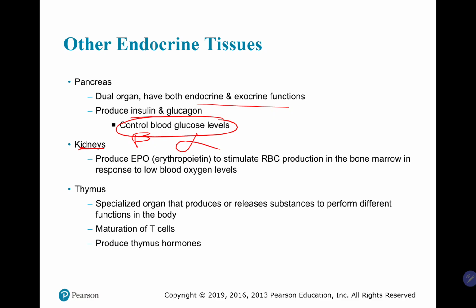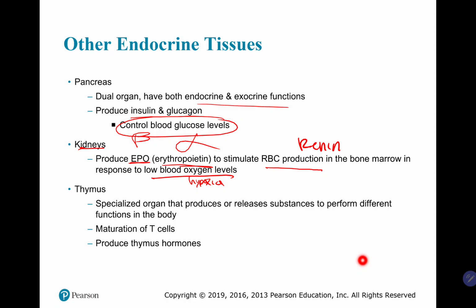The kidneys also have endocrine tissue because they're going to produce EPO. EPO is erythropoietin. This will stimulate red blood cells, right, to be produced in the bone marrow. And this is in response to hypoxia, right? Low blood oxygen levels, right? Stimulate EPO, make more red blood cells, increase your oxygen carrying capacity, right? Kidneys also produce renin too. And I'll talk about that in a second.